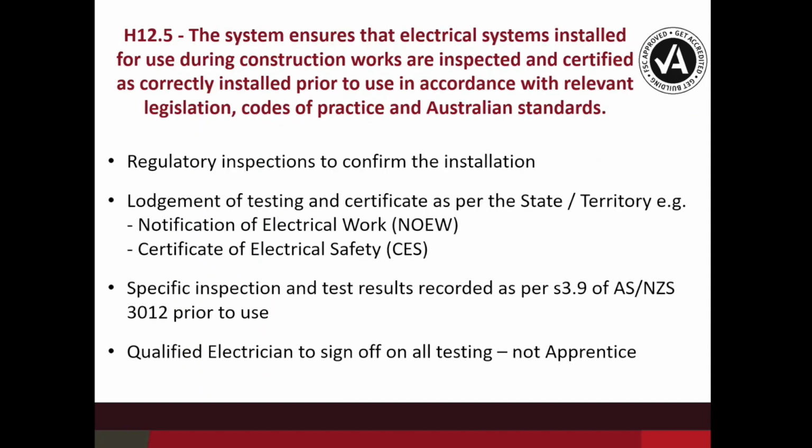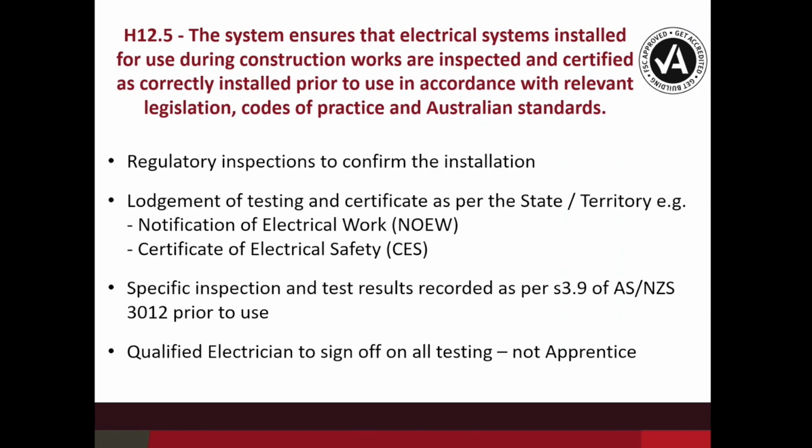12.5 goes into ensuring that electrical systems installed for use are inspected and certified correctly, which is where we talked about previously. It's the testing, certification and the regulatory notification that we're required to do. Typically there's AS/NZS 3012 and 3760 that have some details in there. There's some other standards, but again, what we look to is how do you confirm that we have the right testing results? In other words, do we have a lodgement of a certificate with the regulator?